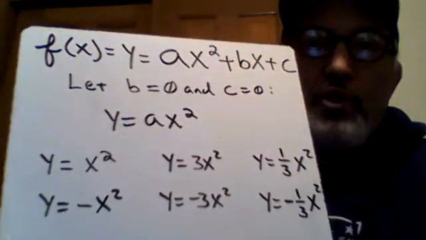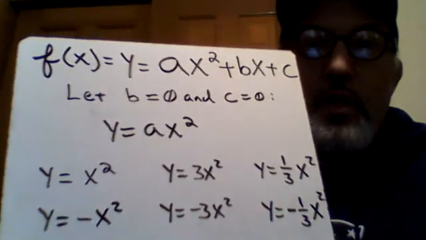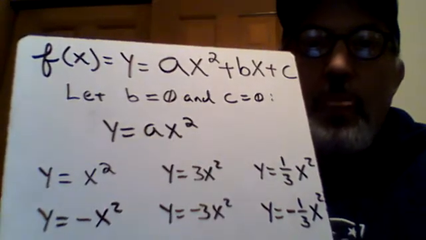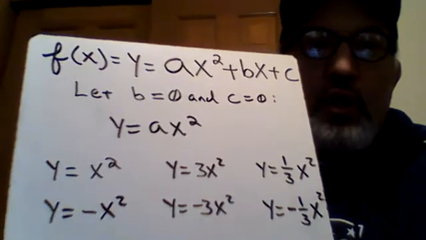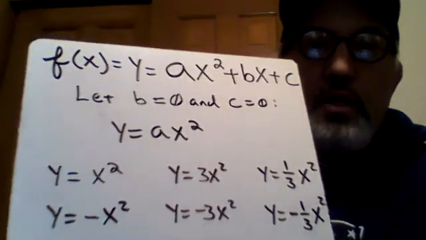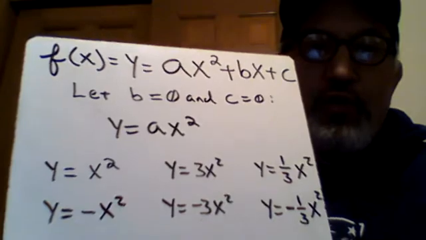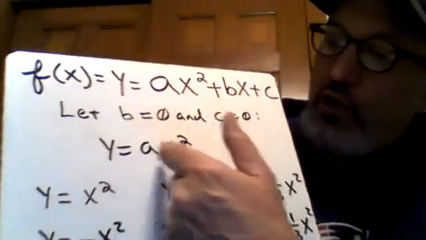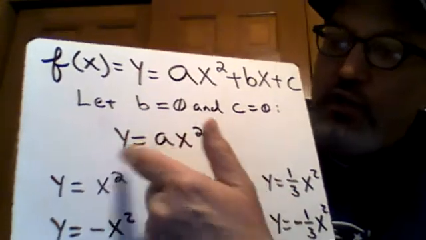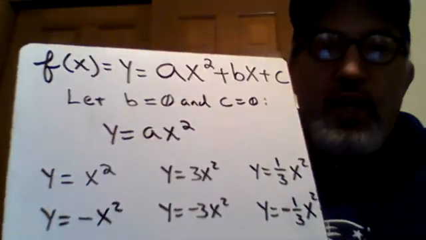I've indicated the general form, standard form quadratic function up above, and this video is going to focus just on the a. So we're going to let the b and the c each equal 0 so we're not distracted by them, and we're going to consider quadratic functions in this form, y equals ax squared.